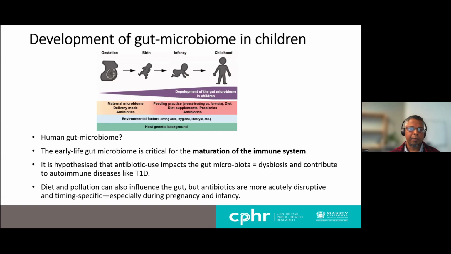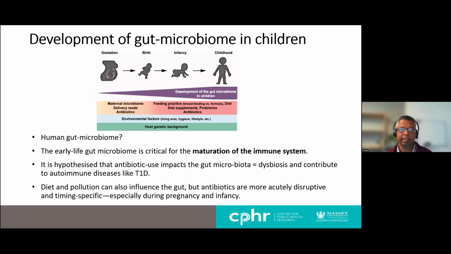So why we're talking about the antibiotic, as I mentioned, is that it can influence the gut microbiome. And what is the human gut microbiome? When we talk about the gut microbiome, we are talking about the community of bacteria that lives in our gut. And in early life, the gut microbiome is critical for maturation of the immune system.